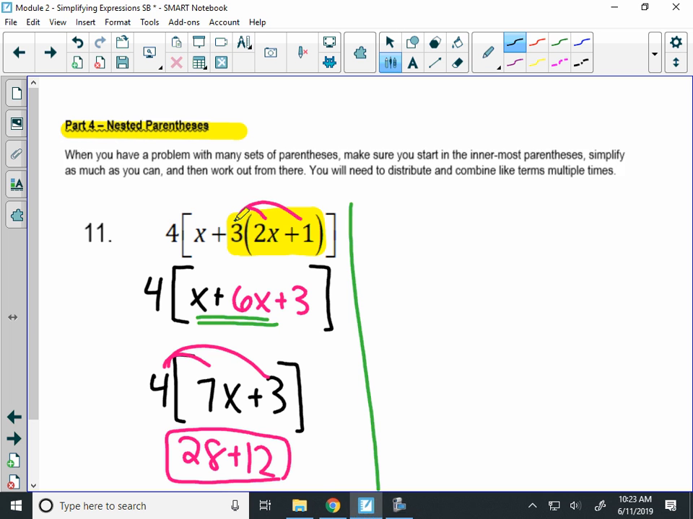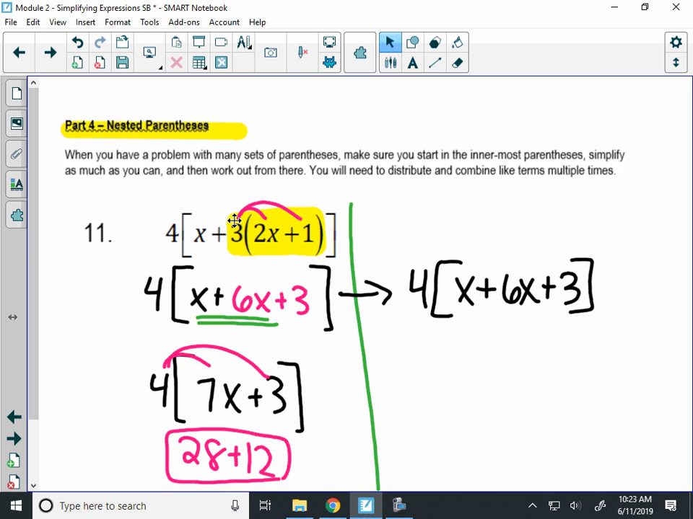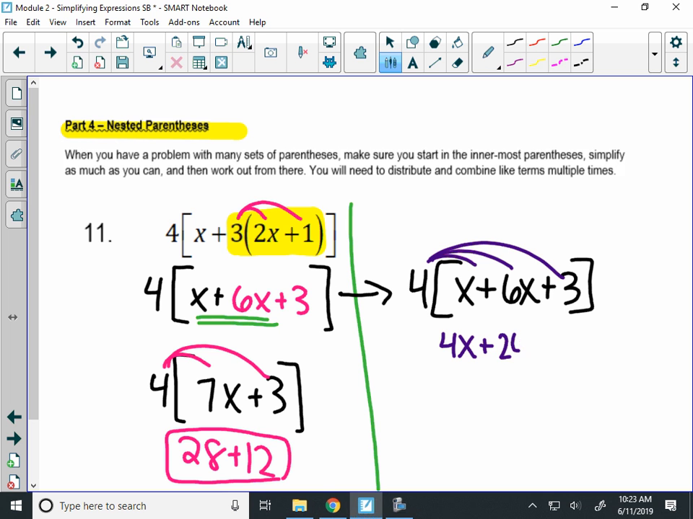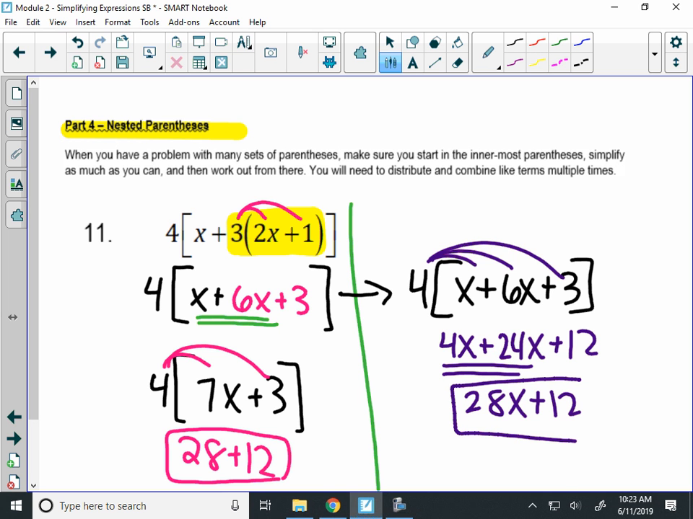The other way to do it would be, instead of combining like terms, you could go right from the second step and distribute the 4 to get 4x plus 24x plus 12, and then combine the like terms at the end. I don't care how you do it, you'll get the same answer regardless. It might be slightly less work to do the second method. It really doesn't matter.